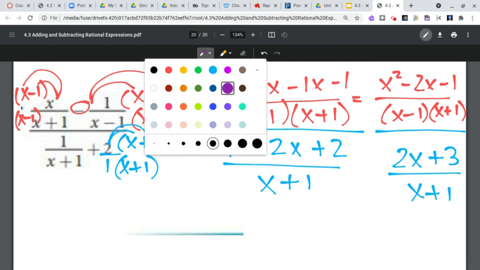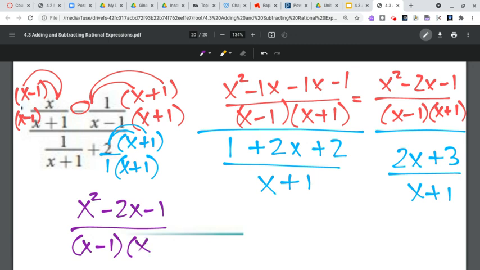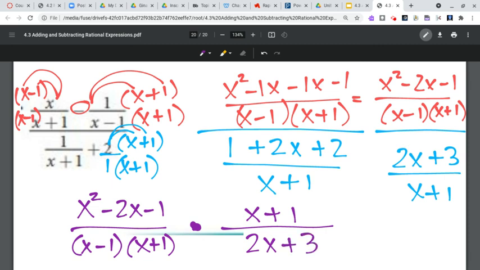Watch as follows. I'm going to drop the top. x squared minus 2x minus 1 over x minus 1 times x plus 1. I'm going to change the sign to multiplication, and I'm going to multiply by the reciprocal of the denominator, which is going to flip it to x plus 1 over 2x plus 3.